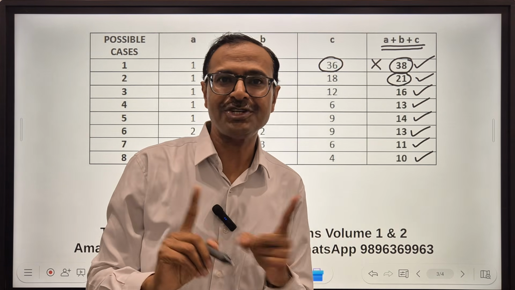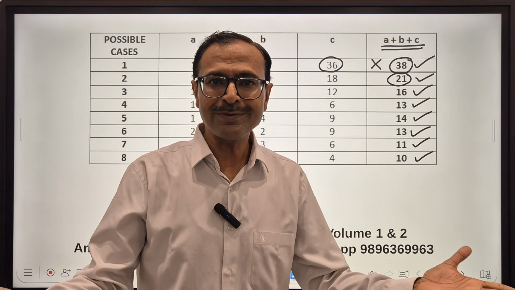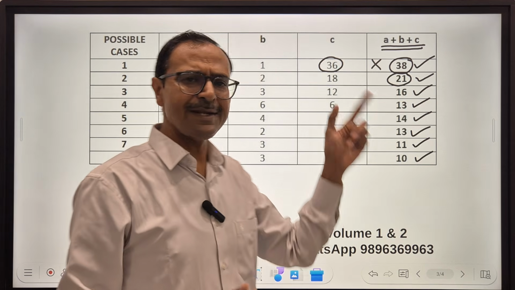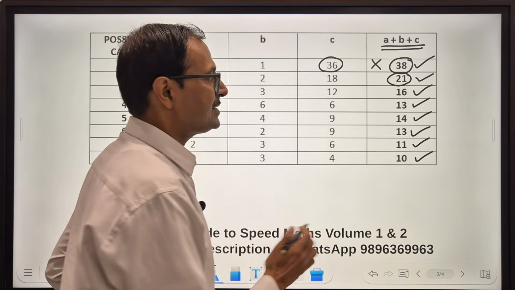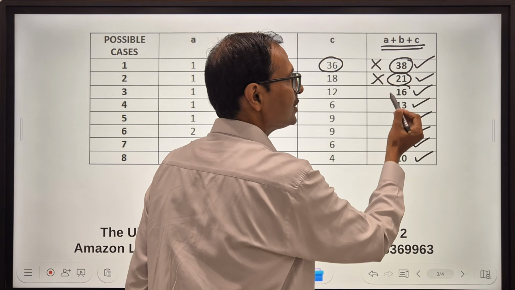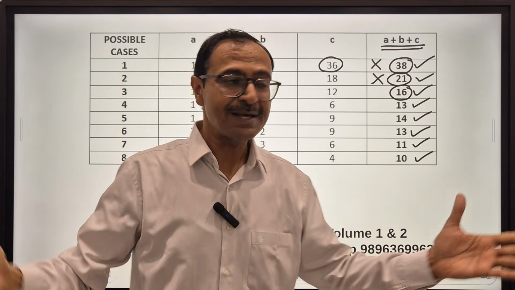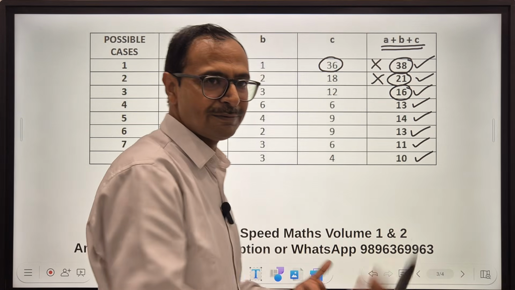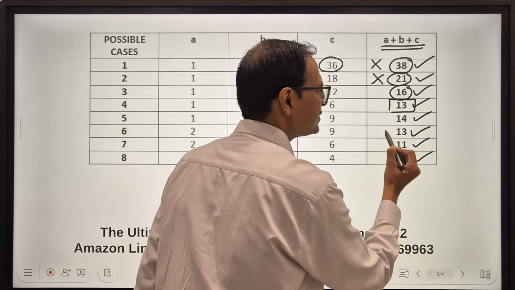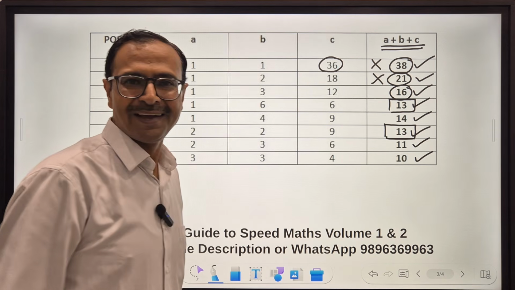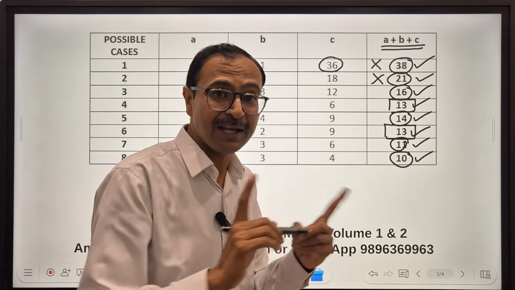Had there been 21 chairs, then the answer would have been 1, 2 and 18, and there is no confusion. 21 chairs, 1, 2 and 18 is the answer, because no other has 21 as the sum. Likewise, 16 cannot be the answer because it is the only possibility of the sum. So had there been 16 chairs, then the answer would have been 1, 3 and 12. But look at this 13. This 13 comes at two places. Rest of the things, 14, 11, 10, they are single options.